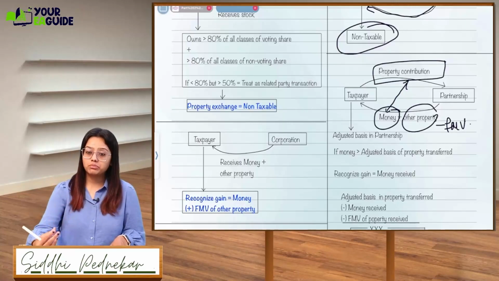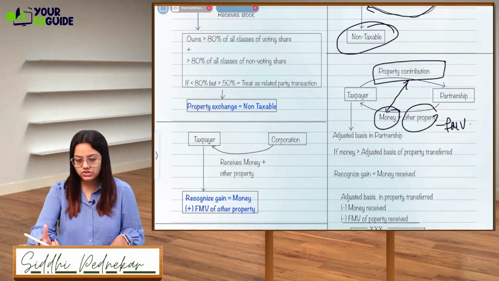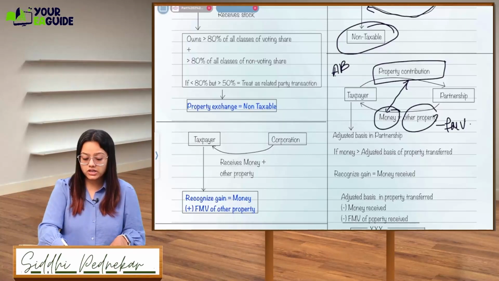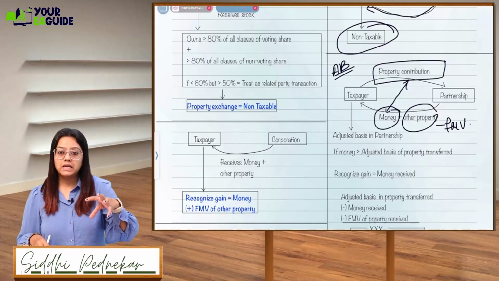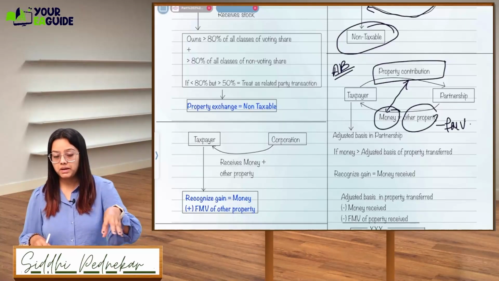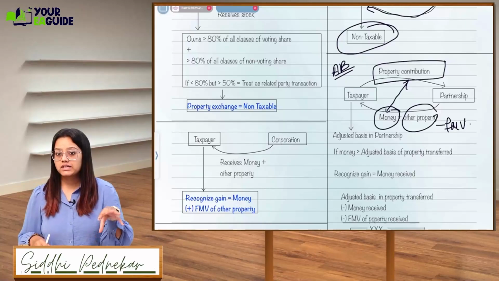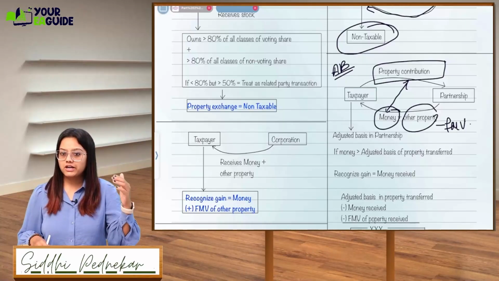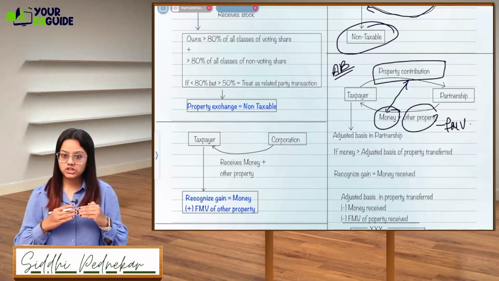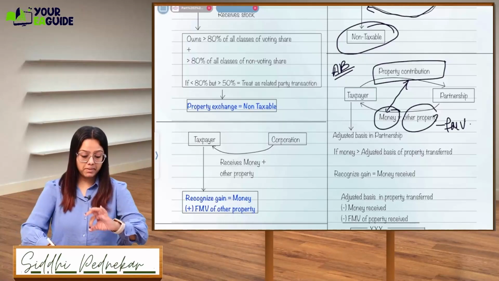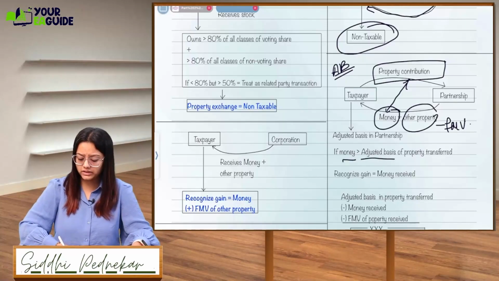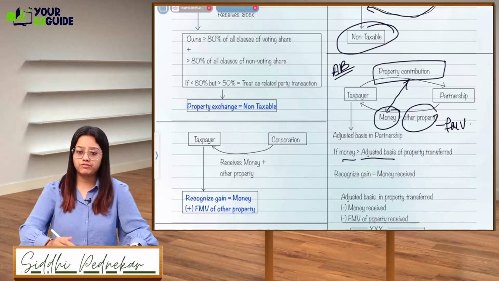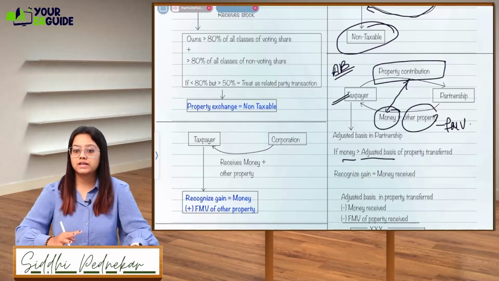Whatever property you have contributed might have a certain cost, right? So take the adjusted basis. What is adjusted basis? All the cost incurred to buy the property, plus any additions you have made, minus the depreciation you have taken. After any addition or deletion, when you get the adjusted basis on the date of transfer, compare that amount with the money. If this money is more than the adjusted basis of the property transferred, then the taxpayer will have to recognize a gain.